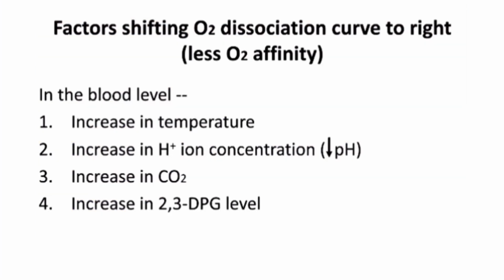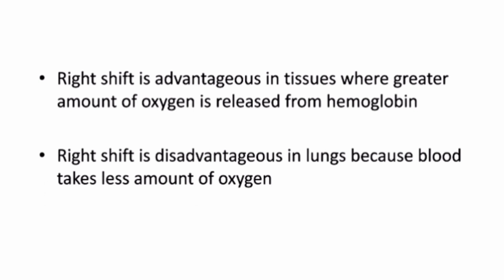Decrease in PO2, decrease in PSO2, decreased conditions, you can see in shift to right. Then increase in carbon dioxide, increase in 2,3-DPG, etc. So right shift is advantageous in tissues, whereas it is disadvantageous in lungs. Why? Because right shift is advantageous in tissues because a greater amount of oxygen is released from hemoglobin, whereas it is disadvantageous in lungs because the blood takes up less oxygen. So that is the concern with the right shift in tissues and lungs. In tissues it is an advantage because more oxygen is released from the hemoglobin to the tissues.